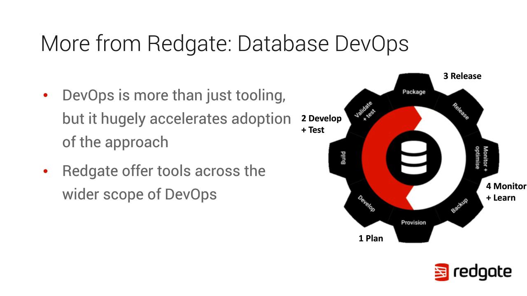So Redgate do offer tools across the wider scope of DevOps, the areas that David mentioned there. You can see on the diagram on the screen here, all the way from provisioning right at the beginning to create those development environments, through making those changes, build, validating and testing, packaging and releasing the changes which we've seen today, and then on to monitoring, optimizing, and of course backing up your code. So there is an area outside of just the section that we've seen, and we'd really love to speak to you if you have an interest in areas outside of this.